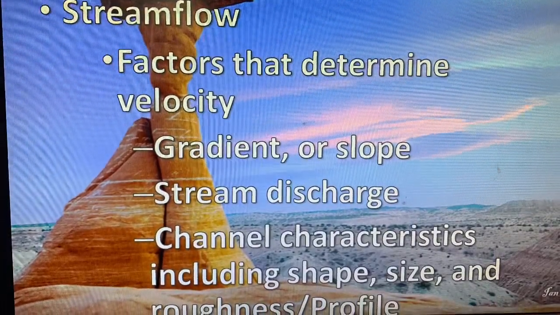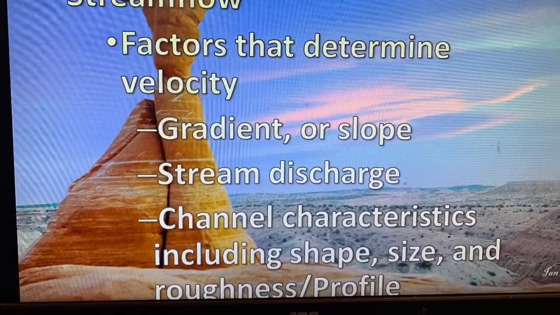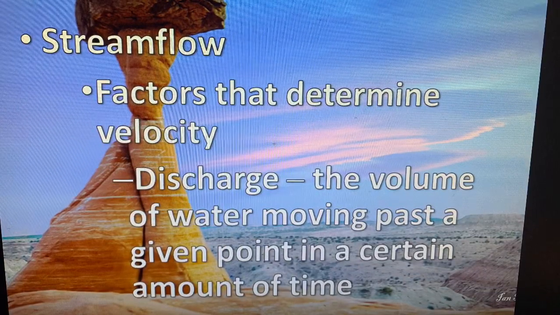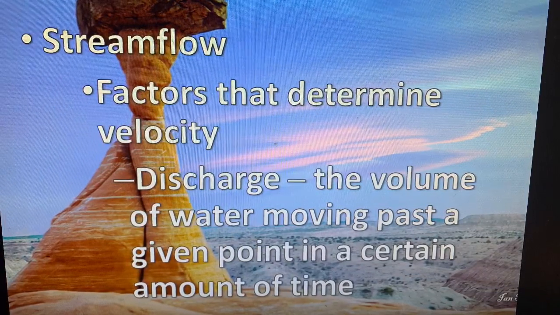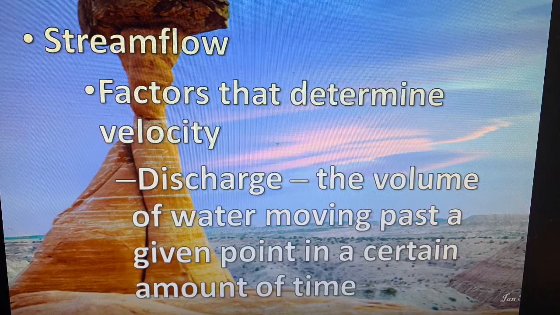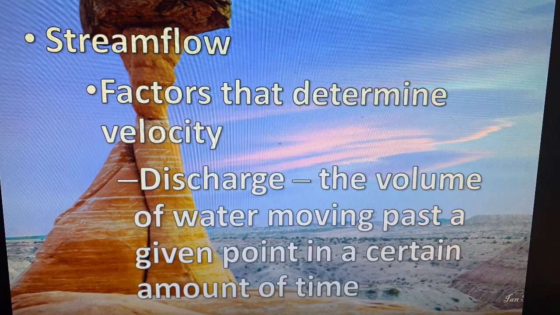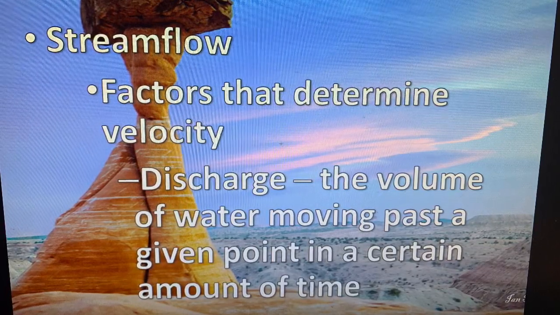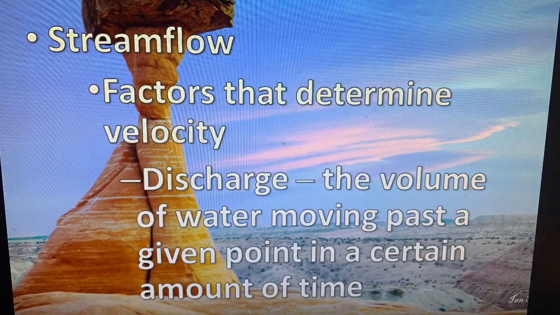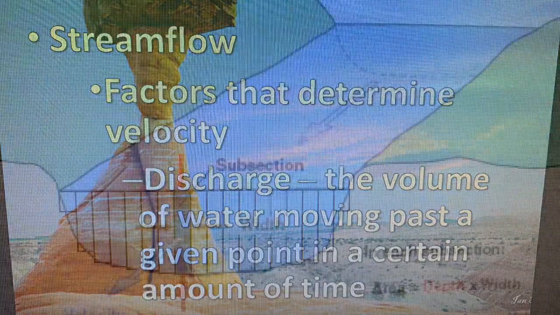The second one is what we call stream discharge. And then the third one is channel characteristics. So what we're going to talk about now is stream discharge. When we talk about discharge, we're basically talking about the amount of water that is moving past a certain point at a certain period of time. Okay, how much? What's the volume of the water? If you have a lot of water moving past a certain point, that could mean, and that probably means, that your river is flowing relatively fast. If you've got millions of gallons of water moving past a certain point, your river probably has a pretty decent speed.